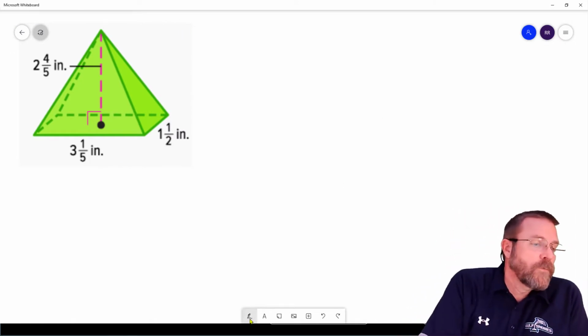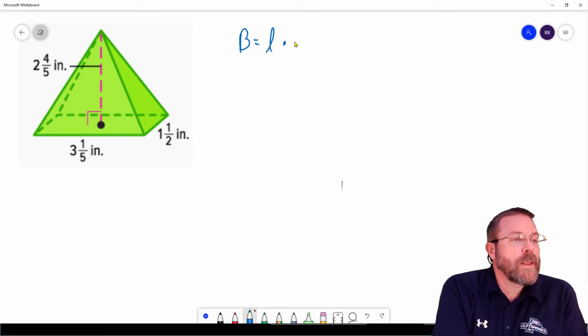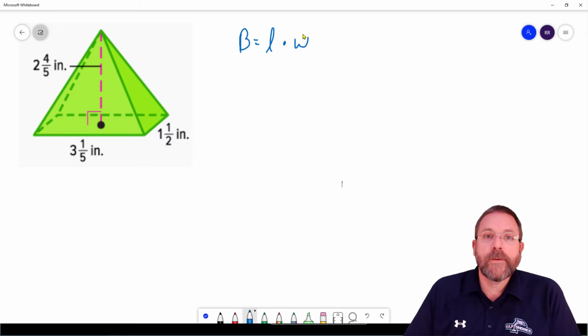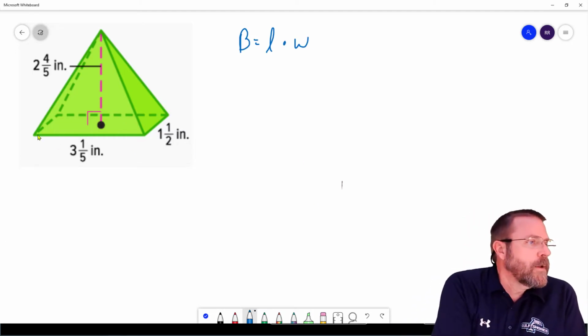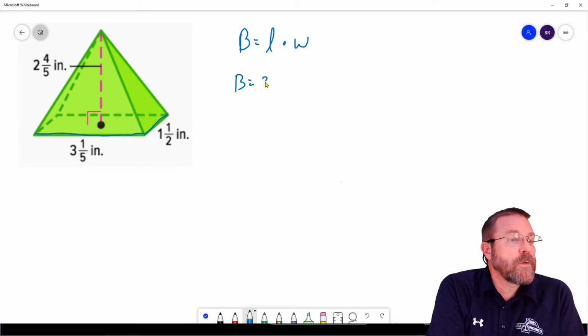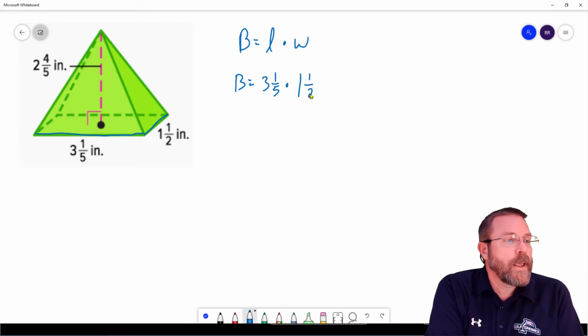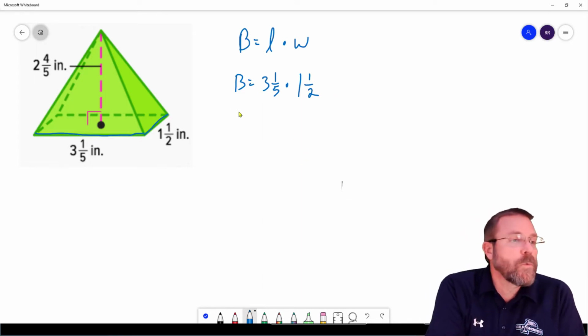First thing we need to do is find the base area, and the base is going to be rectangular, so that is going to be our length times our width. We're talking about these distances right here. We have a length and we have a width of our base. So base area is equal to 3 1/5 times 1 1/2. Good news is that they're fractions, not decimals, so this should be easy to work.